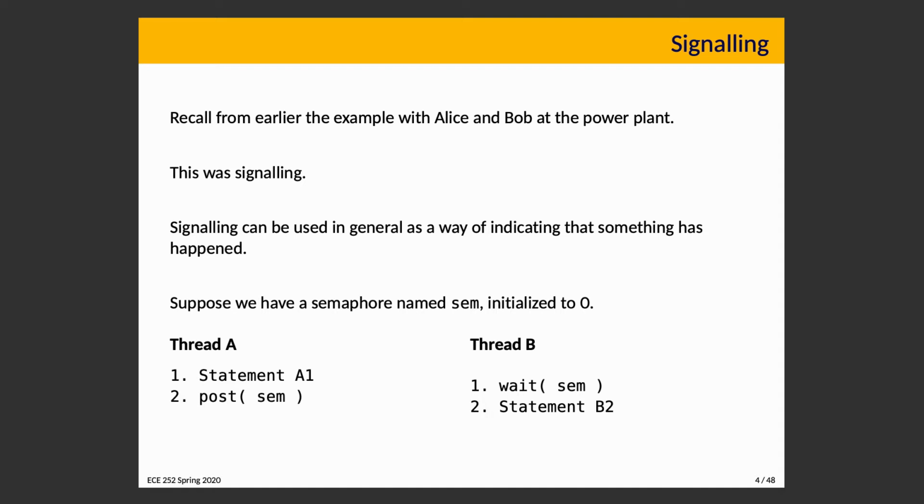So consider the situation shown on the slide. We have a semaphore. The semaphore is excitingly called sem, and it has an initial value of 0. And we have thread A and we have thread B. On the left, thread A does statement A1, does post on semaphore, and thread B does wait on semaphore, followed by statement B2. So we've got a pretty simple thing worked out.